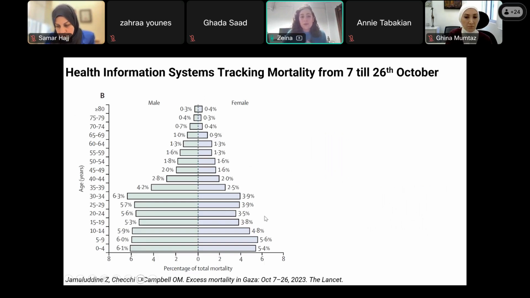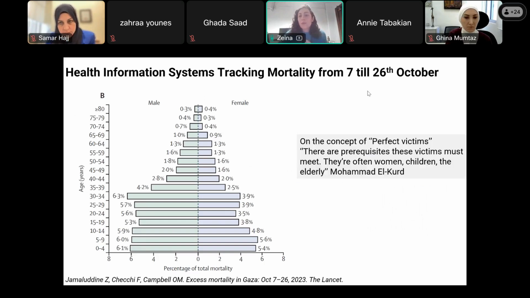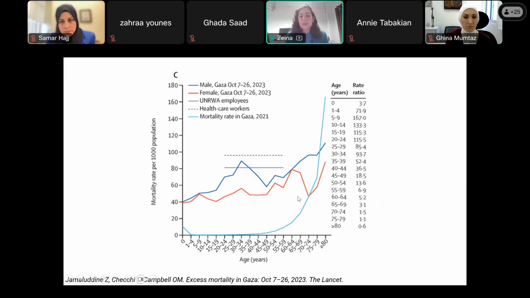But it's important to say that the whole focus on women and children has been quite a lot, and this concept of a perfect victim that everyone wants to put in the media of women and children and elderly, and also men are victims in this, where they are going to get assistance or getting food. So you could clearly see that the mortality in Gaza in the first 20 days was quite indiscriminate.